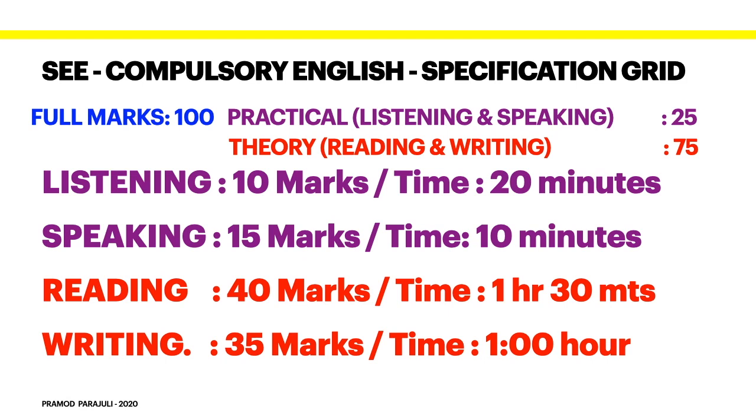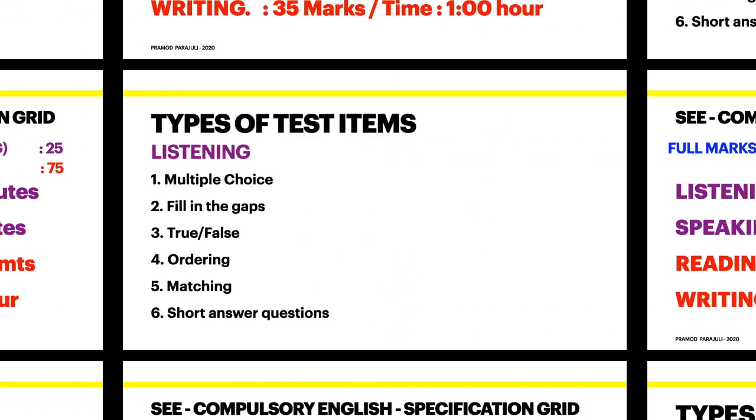What are the time and marks allotment for this one? Let's have a look. Listening, it carries 10 marks and time allotted for that one is 20 minutes. Speaking, it carries 15 marks and time allotment is 10 minutes. Reading, 40 marks, time 1 hour 30 minutes, and writing 35 marks, time 1 hour. And we'll see in detail what is there inside.